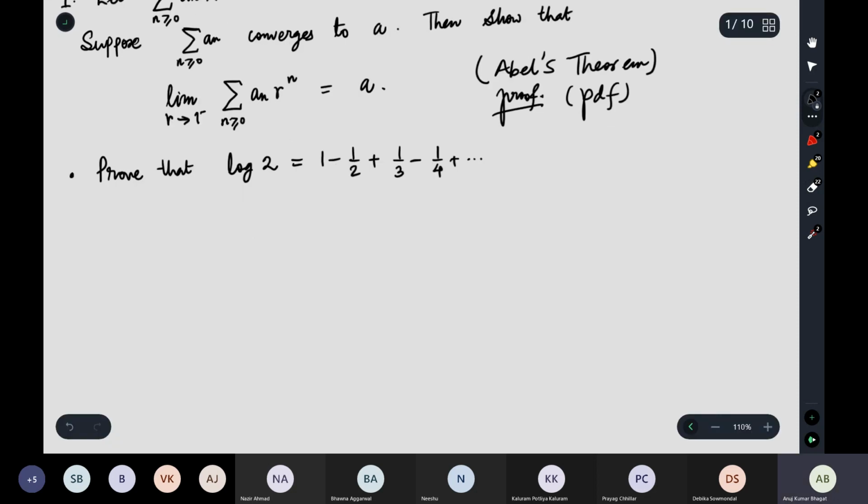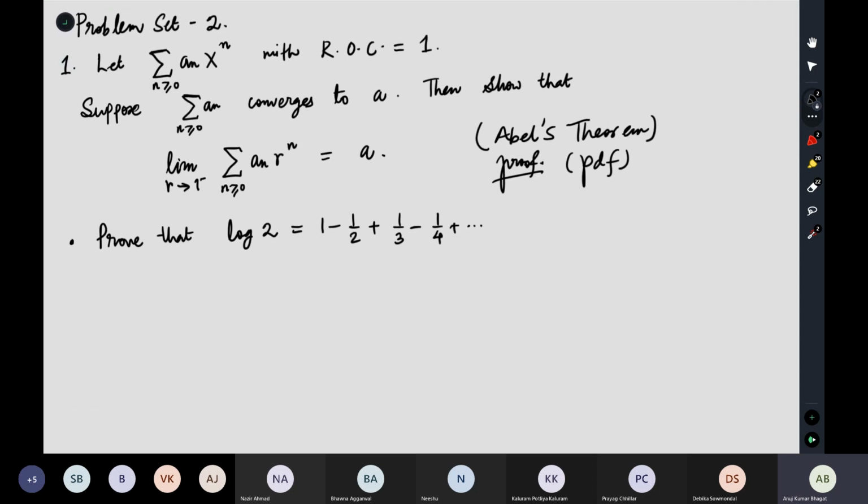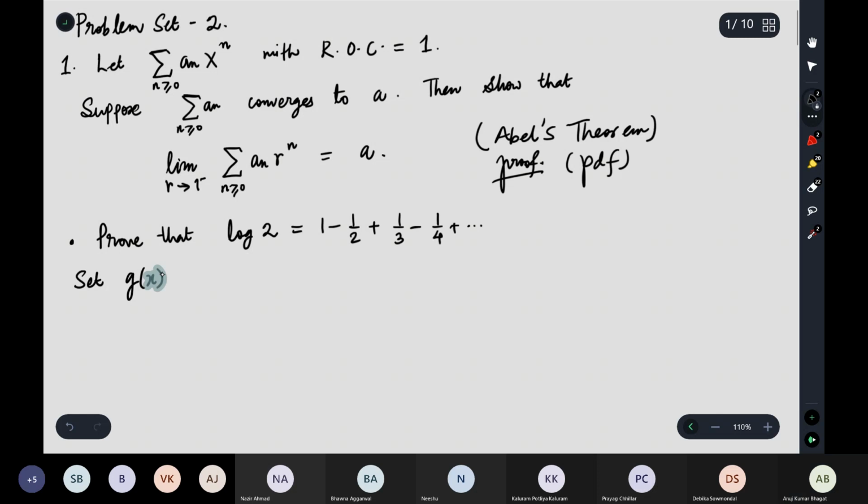And to do this one, so you see how to approach for this one. You have to take a power series. Okay, so I'll take this power series. So set g of X as summation n greater or equal to 1, minus 1 to the power n minus 1, by n, x to the power n. I am taking this power series.